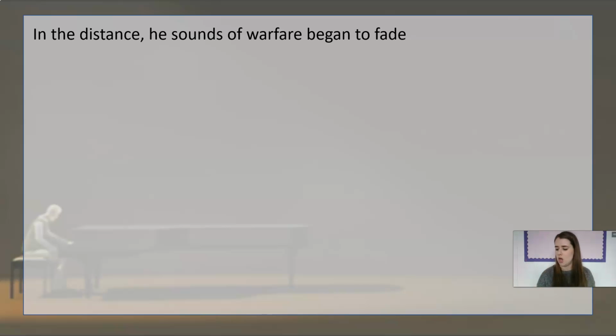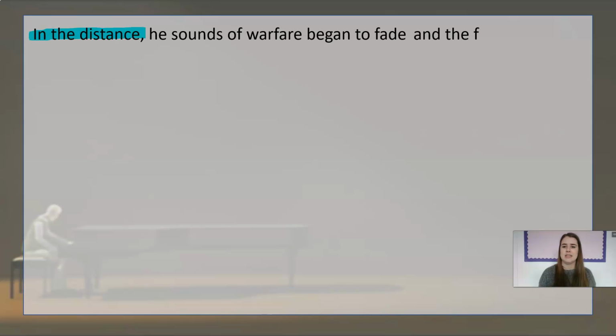So in the distance, the sounds of warfare began to fade. Now, just looking at that opening sentence, you can see here, in the distance. So instantly, based on what I've been learning today, I thought, I'm going to improve my sentence. So I started it here with a fronted adverbial, and I've got my comma because it's my fronted adverbial at the beginning. This is part of my subordinate clause.